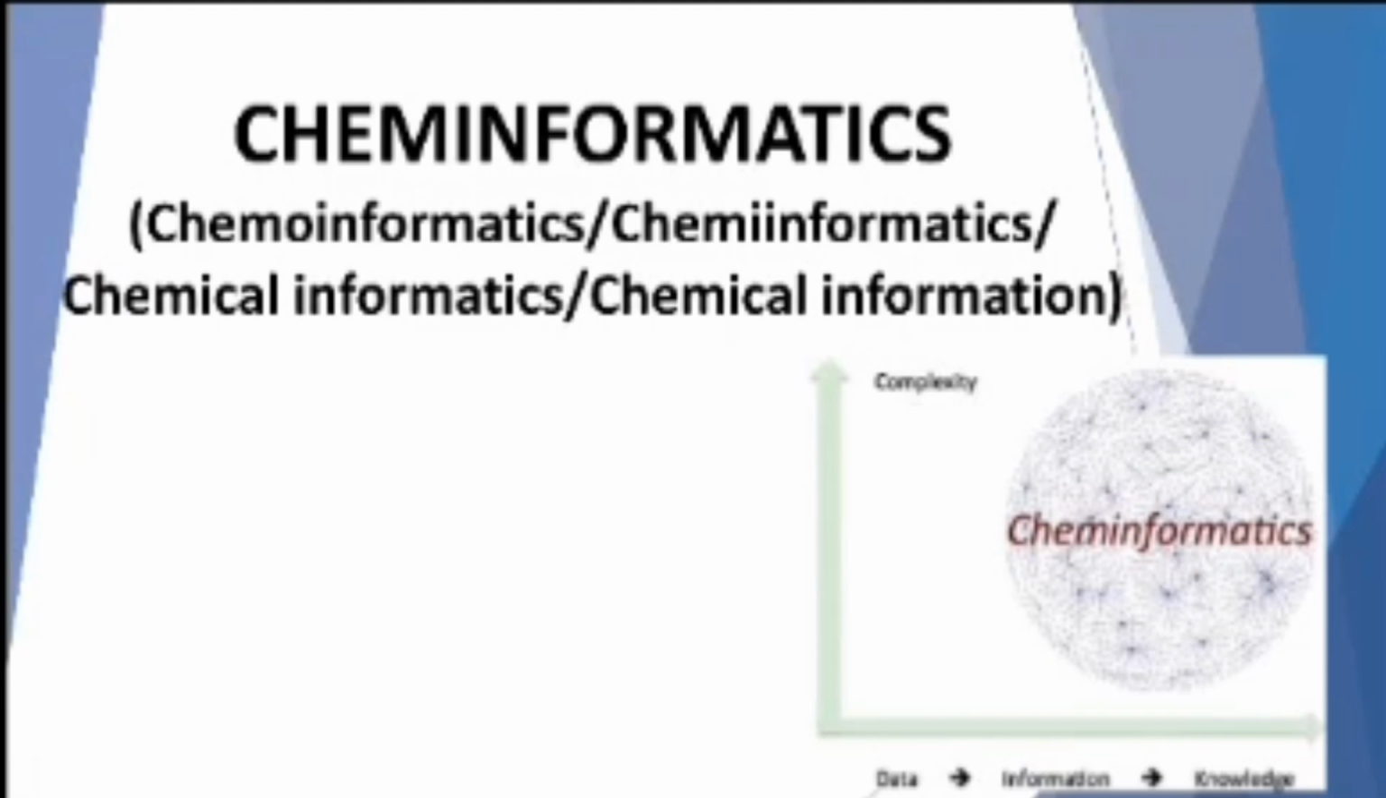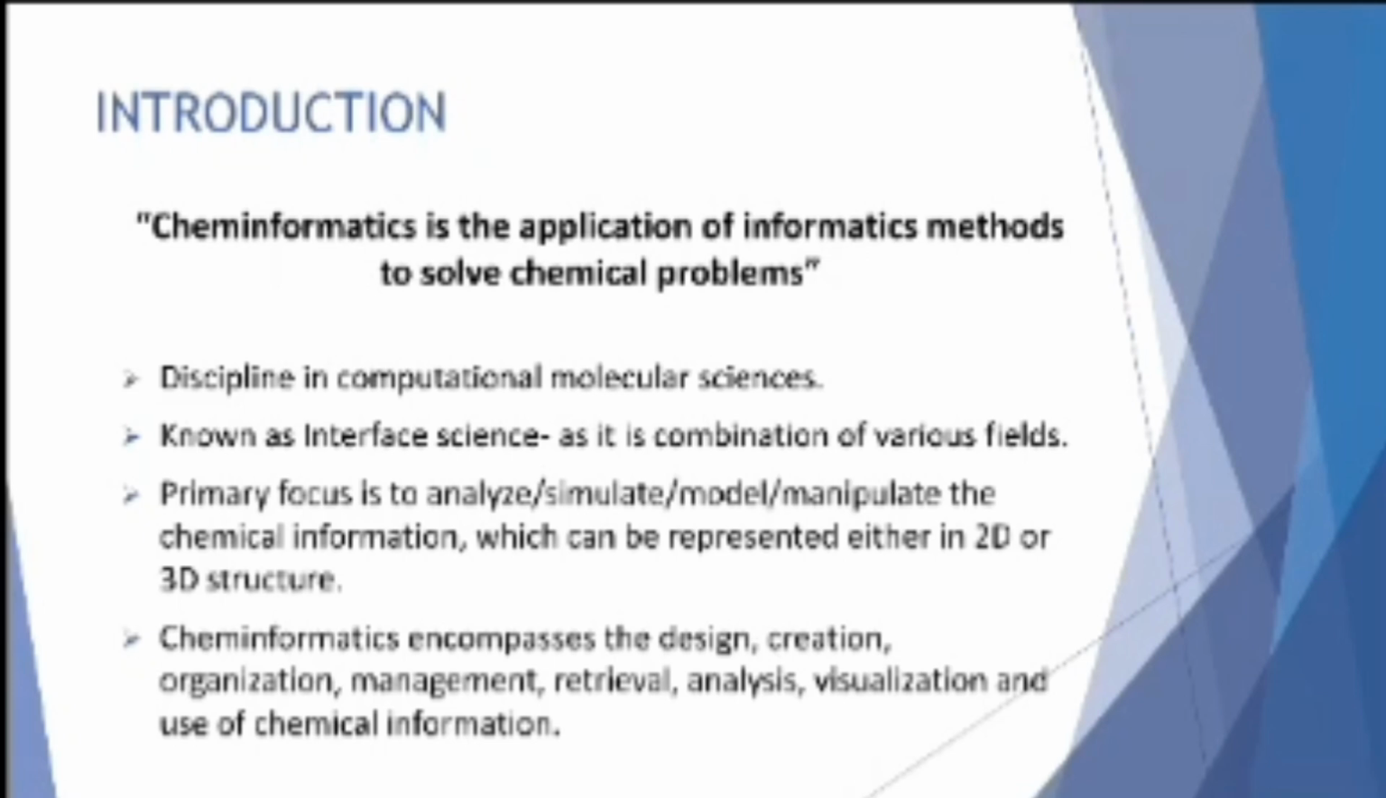Today we are going to see about cheminformatics and how cheminformatics is related to bioinformatics applications. So, introduction. Cheminformatics is the application of information methods to solve chemical problems. Cheminformatics, also known as chemical informatics, is an interdisciplinary field that involves the application of computer science, statistics, and information technology to solve problems in chemistry, pharmaceuticals, and related domains. It focuses on the organization, analysis, manipulation, and interpretation of chemical and biological data using computational methods.